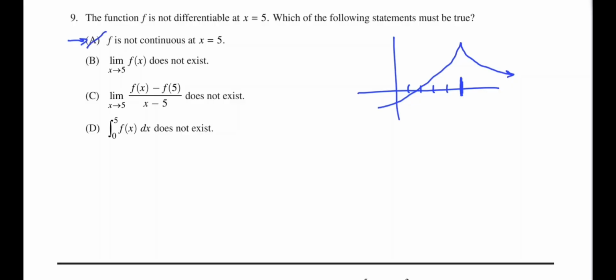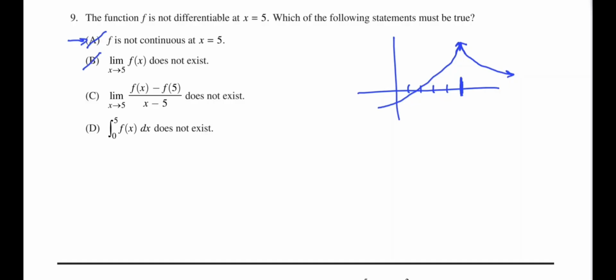And then B, the limit as x approaches 5 of f of x does not exist. Well, in the same exact example, when x is equal to 5, the function is not differentiable, but the limit would exist because the left-hand limit and the right-hand limit both approach the same number, although you cannot differentiate this graph at that point. So B would not be true.